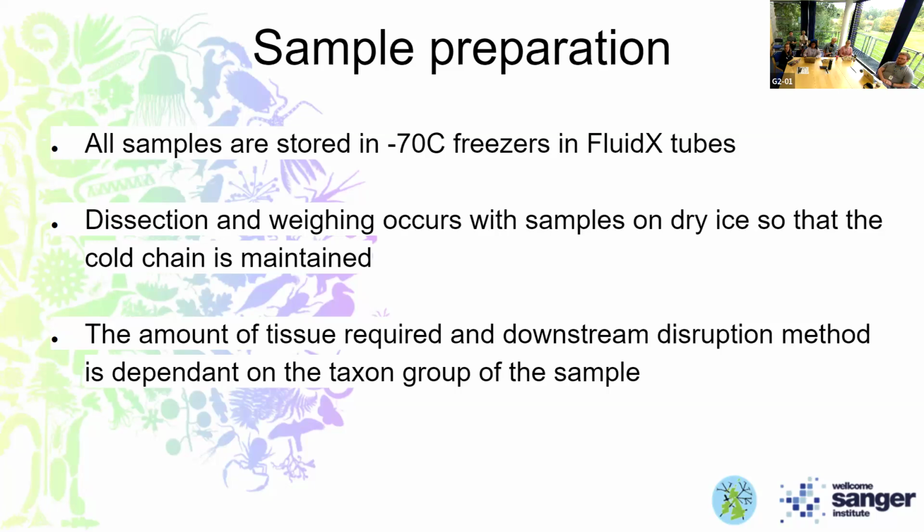Hi everyone. I'll walk you through the sample preparation process within our lab. All the samples in our lab are stored in -70 freezers, and dissection and weighing occur on dry ice so that the cold chain is maintained, which is very essential for our downstream processes. The amount of tissue required and the disruption method depend on the taxon group. As you see, we can handle different diverse samples. So we decide that based on which taxon group and what works best for them.